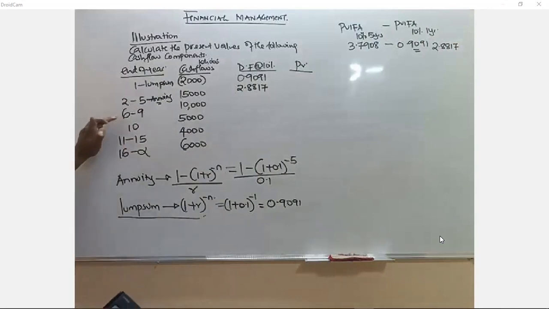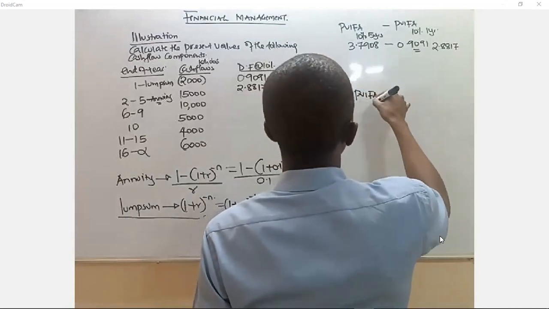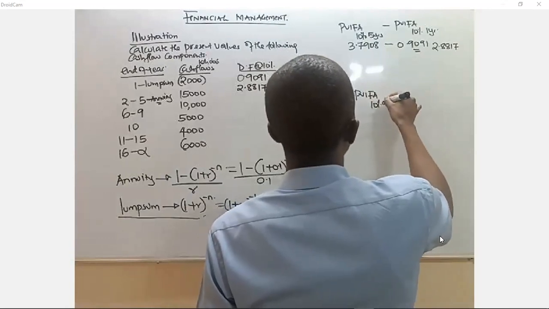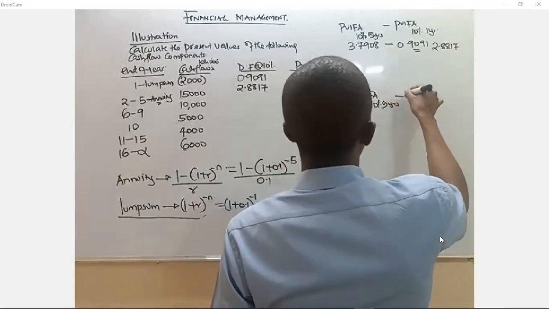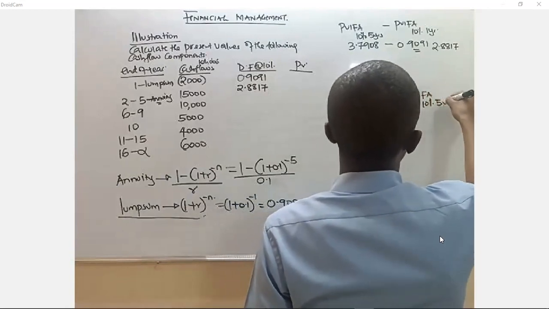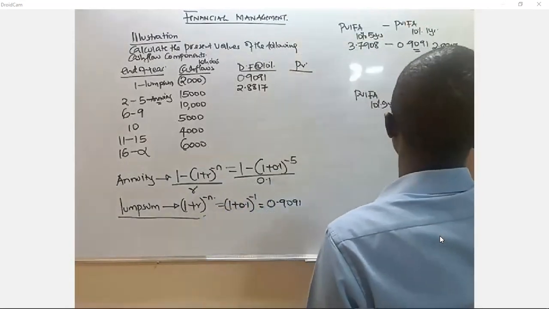Now for this one I also tell you, calculate for 9 minus 5. You will get 6 to 9, because you want 5 years, from year 6 to year 9. What is the discount factor? So you tell me, take your present value interest factor annuity, 10%, 9 years, minus the present value interest factor annuity, 10%, 5 years. For the 5 years I have already got it.